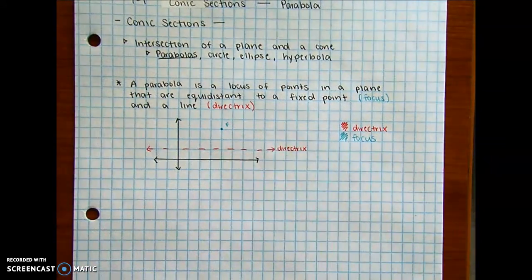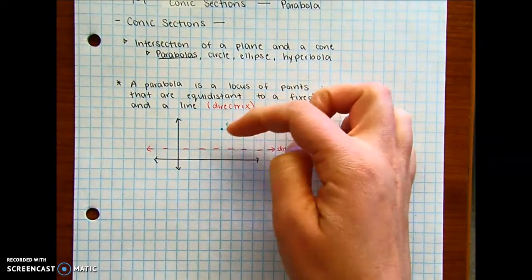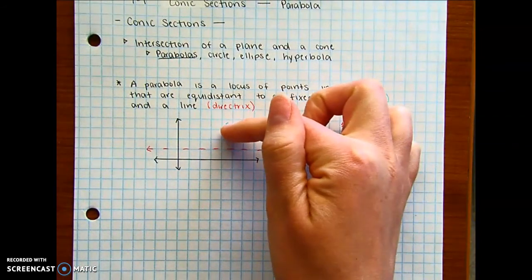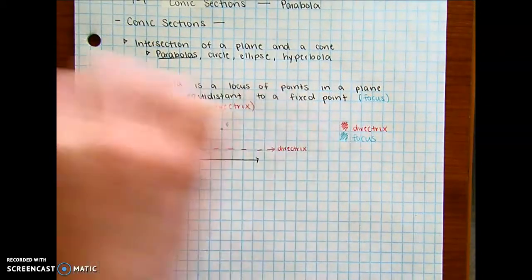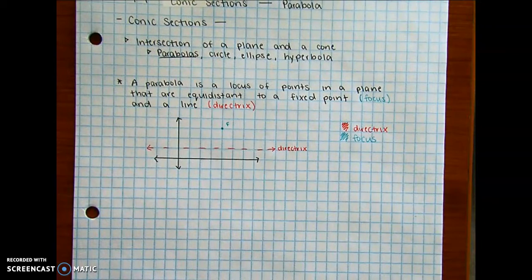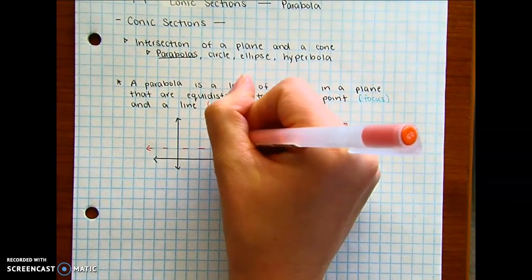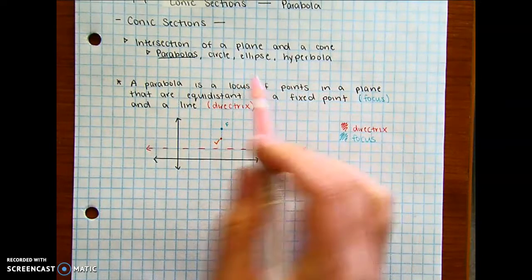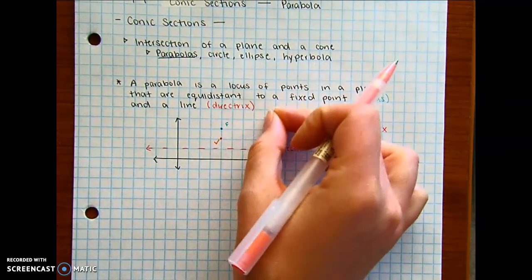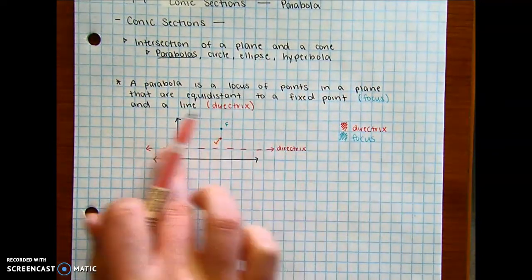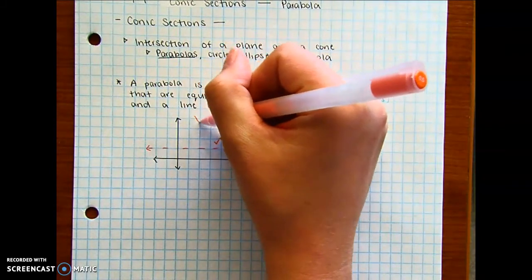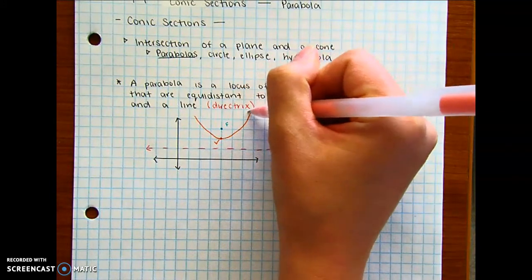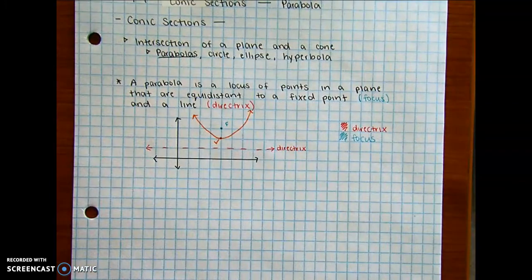Basically, if we were to take a string and pin part of it to the focus and part of it to the directrix, halfway in between is going to create our vertex of the parabola. And then if I were to take that string and move it to the right and move it to the left, and it'll slide here but stay fixed here, we'll get a parabola.